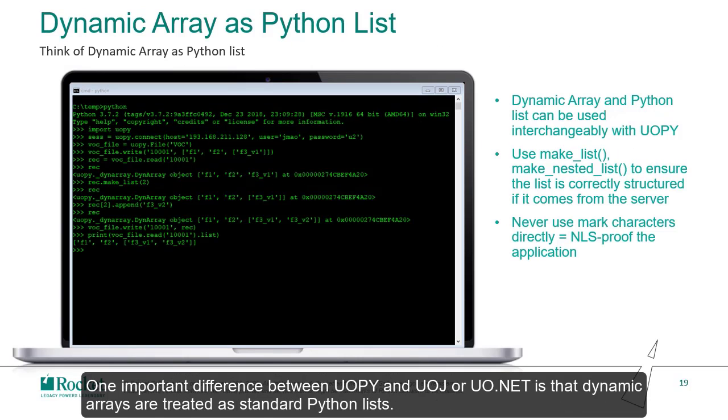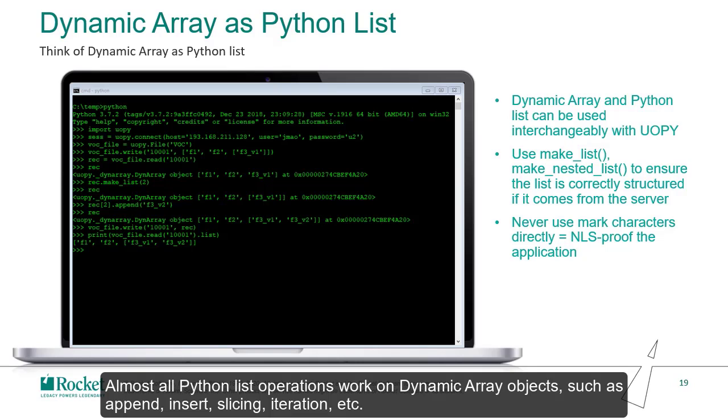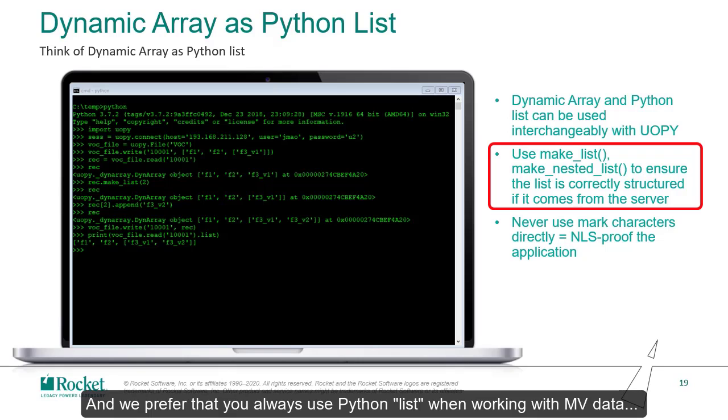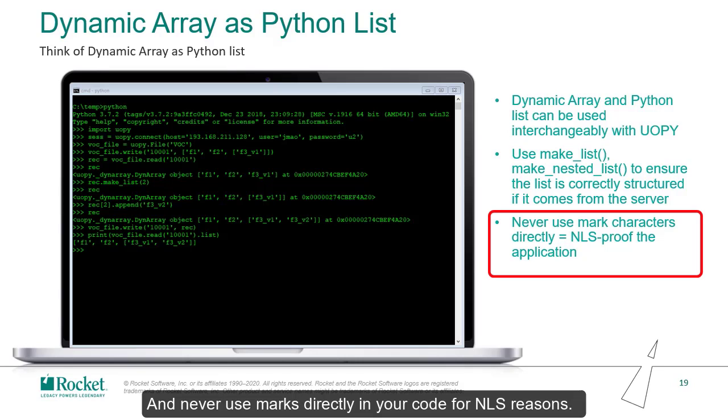One important difference between UOPY and UOJ or U.NET is that dynamic arrays are treated as standard Python lists. Almost all Python list operations work on dynamic array objects, such as append, insert, slicing, iteration, etc. Dynamic arrays and Python lists can be used interchangeably when calling UOPY. And we prefer that you always use Python lists when working with MV data, and never use marks directly in your code for NLS reasons.